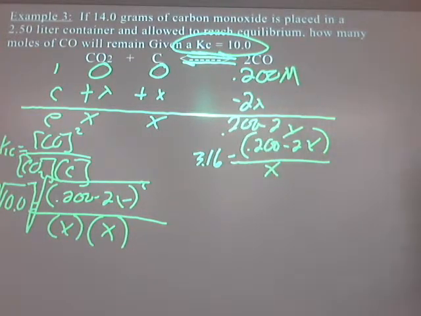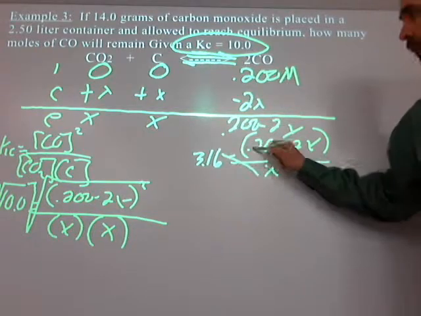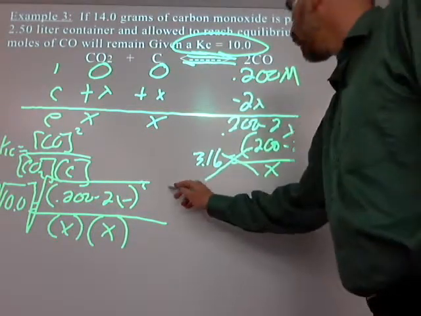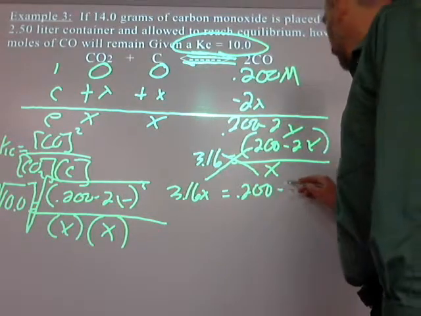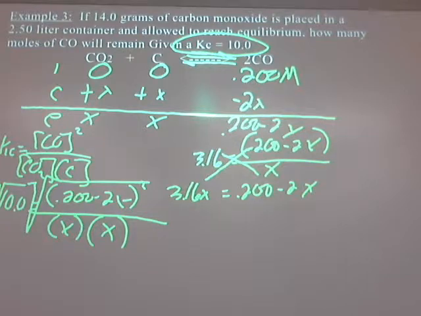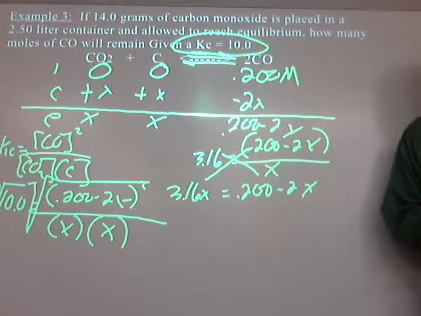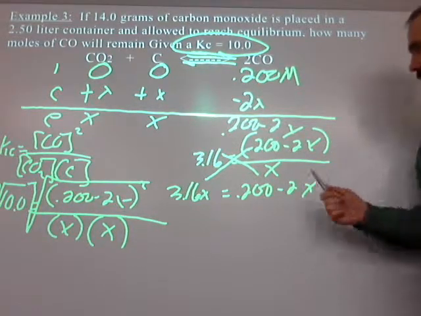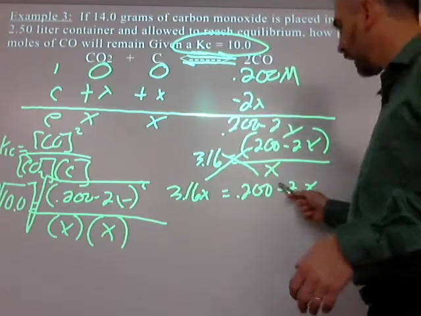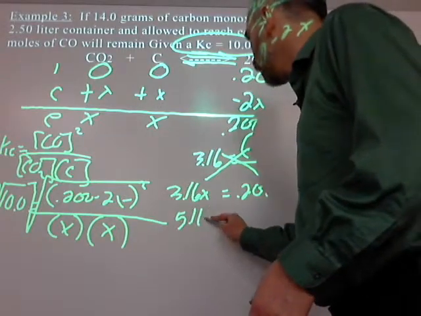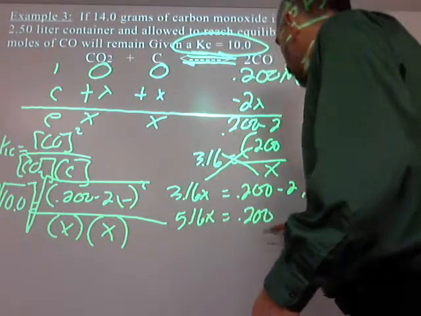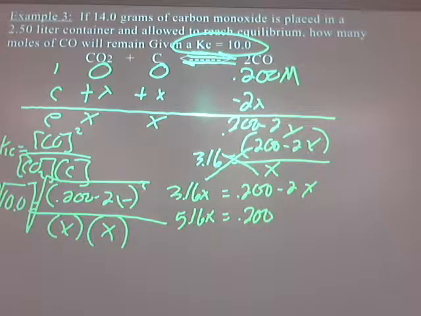What am I going to do next? Cross multiply, right? Okay, so I'll get 3.16x equals 0.200 minus 2x. Now I've got to combine like terms. What side should I bring my x variable to? Left or right? I want to keep them positive, so I want to bring them to the left, right? That'll give me 5, because negative 2 will be a positive. I have to add 2x here, add 2x there. That's 5.16x equals 0.200. What does x end up equaling?